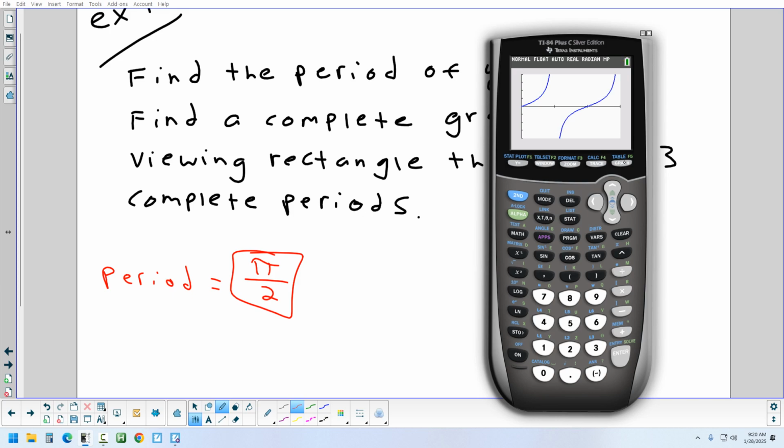Let's see. Did I not put 3 pi over 2? Or maybe I didn't type in tangent 2x yet. Make sure you type in the actual problem.